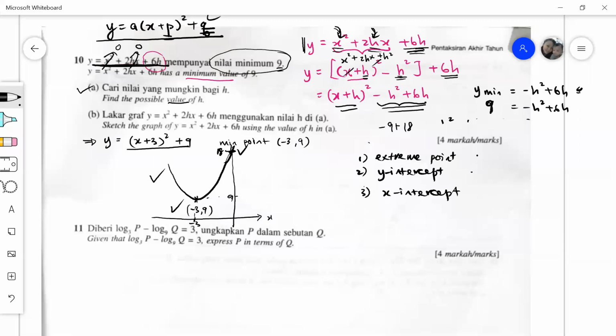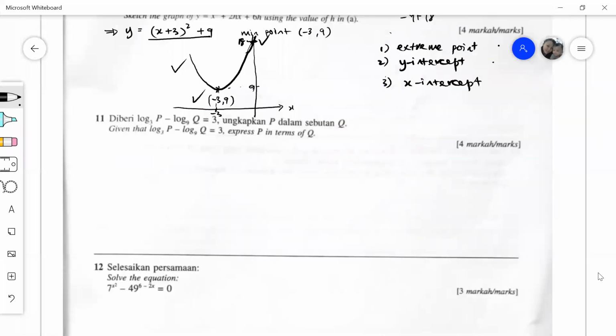Next, number 11. So the function part is already done. Now the linear equation part, which I haven't seen, but normally they will ask in paper 2 because that one needs a longer working. The 3 equations, and you need to solve them. Now let's look at the log question.